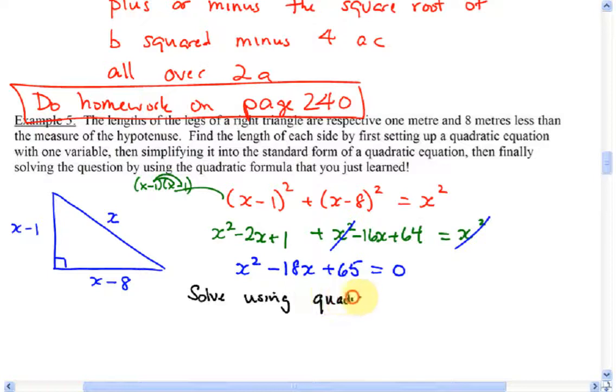Now, to help you out, the first thing you should always do when you're trying to solve with the quadratic formula is identify the values of A, B, and C. Help me out. What's A? A is 1, right? The number in front of the x squared term. Good. What's B? Good. Take the negative in front as well, okay? So negative 18. Then C, 65.